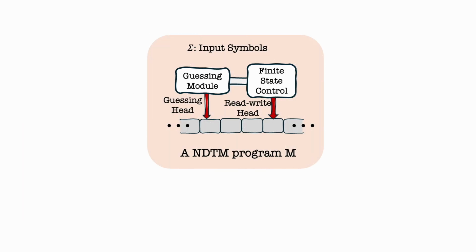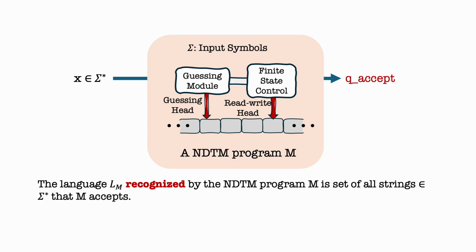Now let's look at the language recognized by a non-deterministic Turing machine, NDTM, just as we did earlier for the DTM. An NDTM program M defined over an input alphabet sigma is said to accept an input string x belonging to sigma star if and only if the machine halts in the accept state, that is, q accept. The language LM recognized by M is the set of all strings x belonging to sigma star for which M accepts x, that is, M halts in q accept. For the remaining strings, the NDTM may or may not halt.